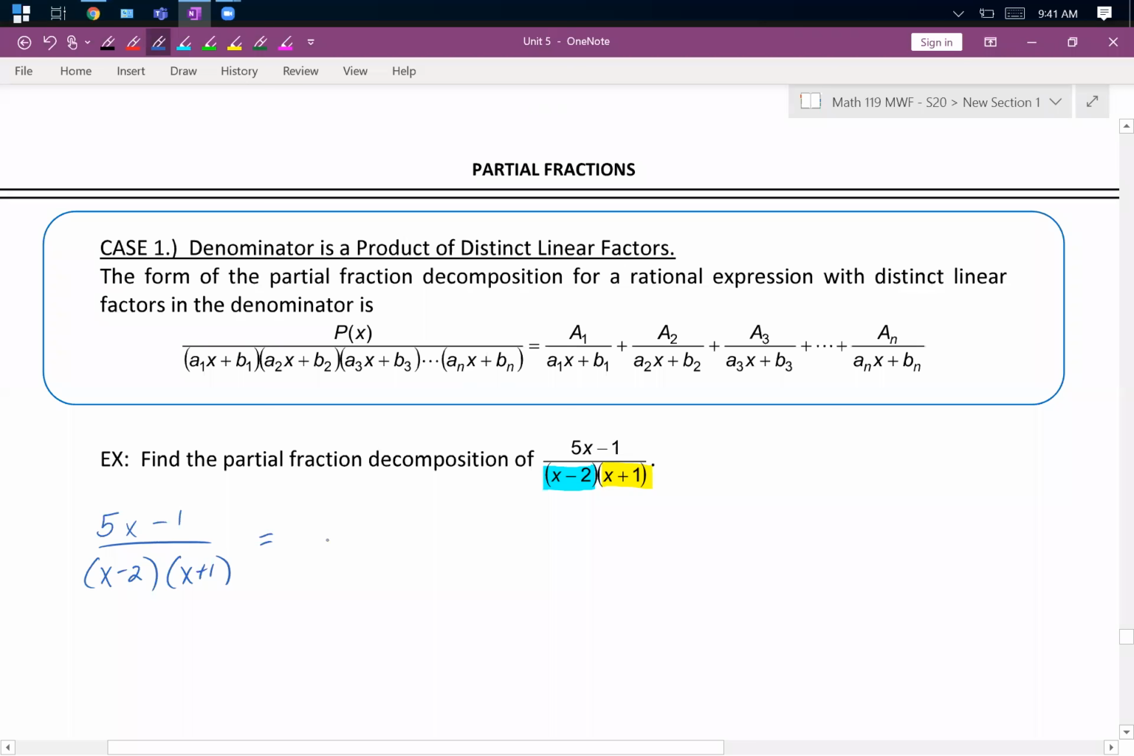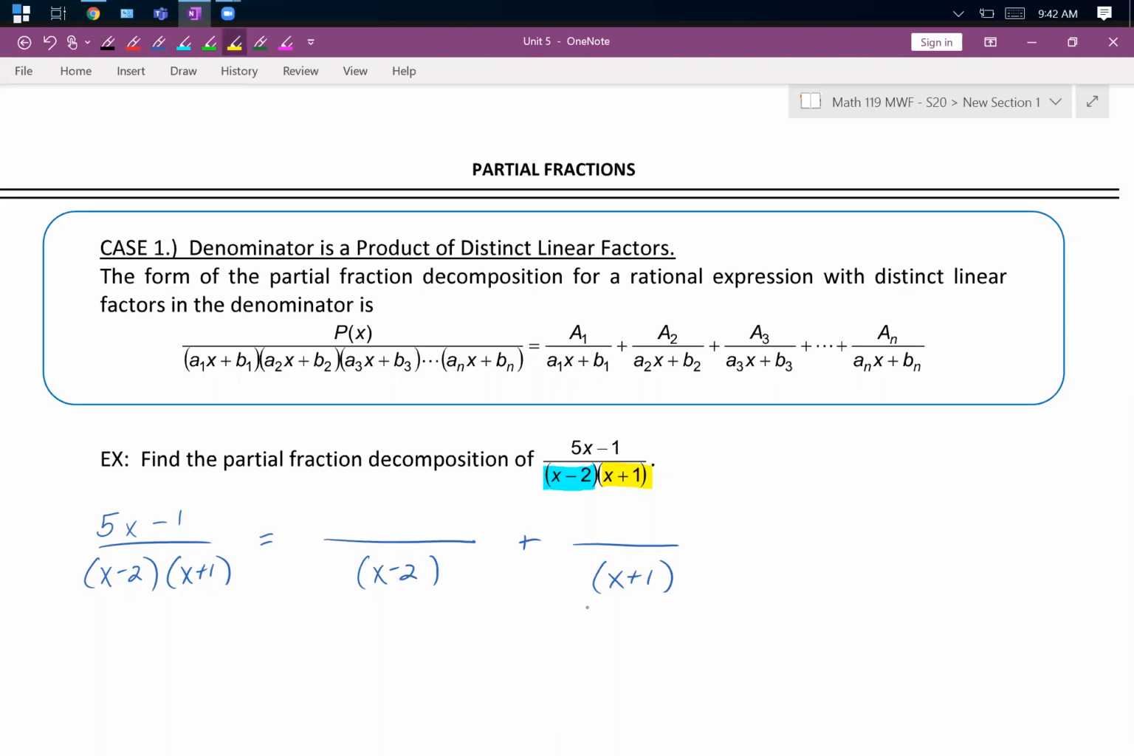All right, so this is going to be equal to two fractions added together, one having a denominator of x minus 2 and the other having a denominator of x plus 1. If your denominator is a linear factor, we always need the degree of the numerator to be less than that. Denominator is linear, so we need the numerator to be less than that. That means that our numerator has to be a constant.